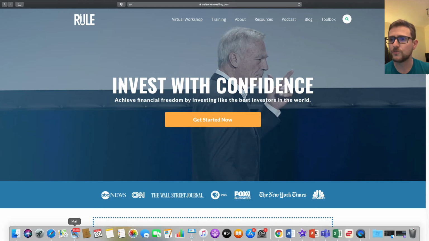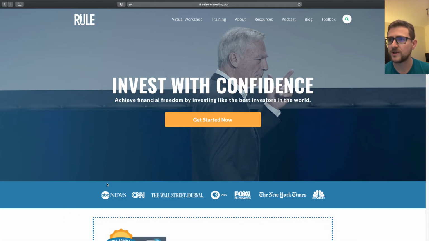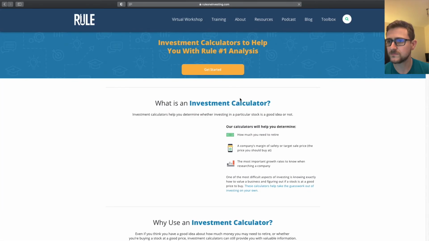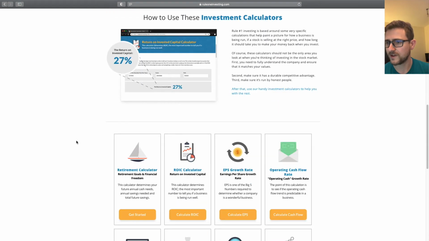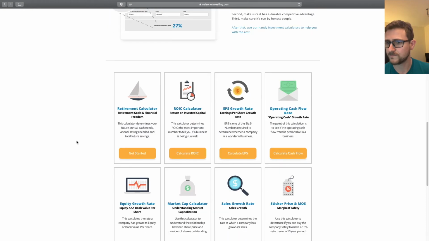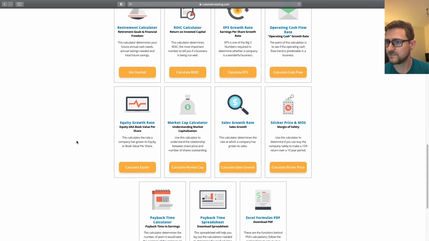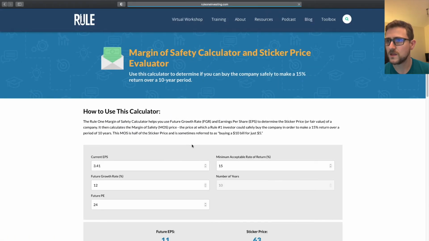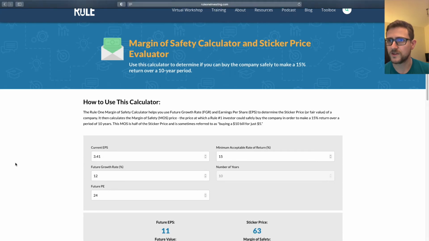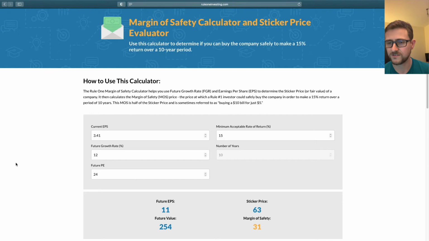So now we'll go to Philtown's Rule One website, and you can go here to resources, investing calculators. So if we just look down, we can find it here, and we're looking for the margin of safety. So sticker price and margin of safety, calculate sticker price. So this is a calculator where we input the data we've got. So we've looked at this, and the current earnings per share we want to go with for this is 2.46. So that's the first number that we input.